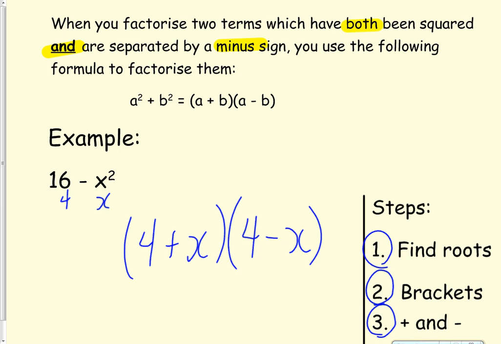Now, note, there's no equal sign here, so we're not looking for a solution. We are literally just factorizing it. This is as far as we can go, and this is all you have to do. As far as factorizing goes, difference of two squares is probably the easiest one to master.